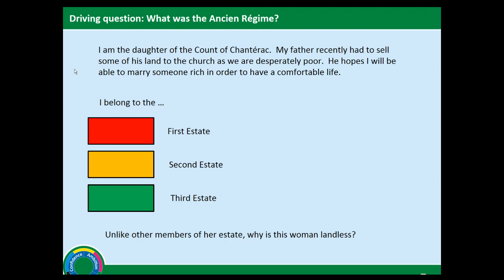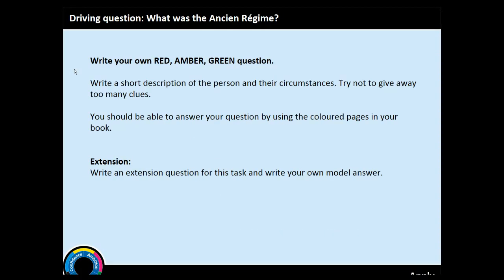I am the daughter of the Count of Chanterac. My father recently had to sell some of his land to the church as we are desperately poor. He hopes I will be able to marry someone rich in order to have a comfortable life. I belong to the first estate, second estate, or third estate. Your extension question is, unlike other members of her estate, why is this woman landless? Pause while you answer the questions.